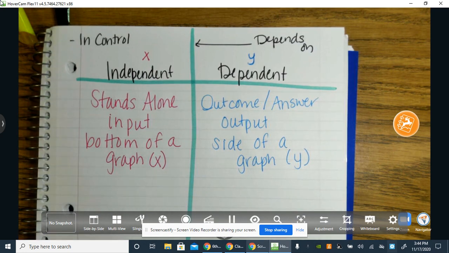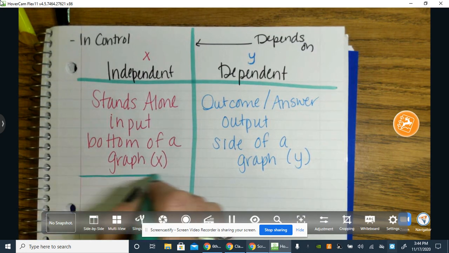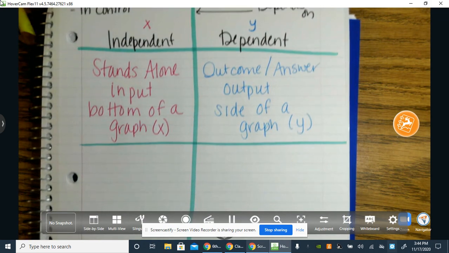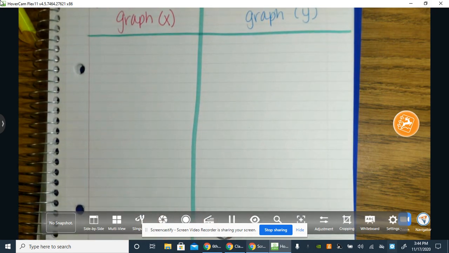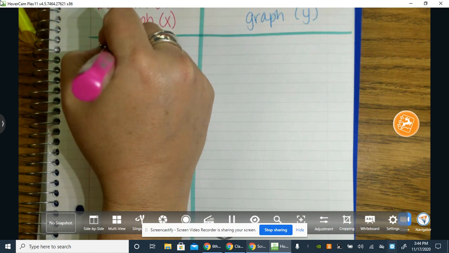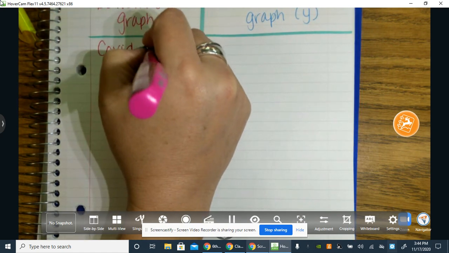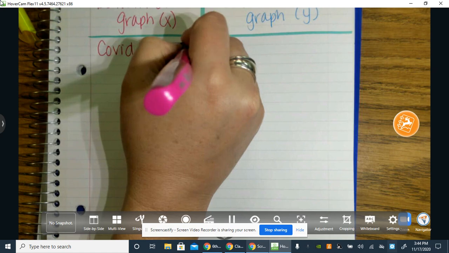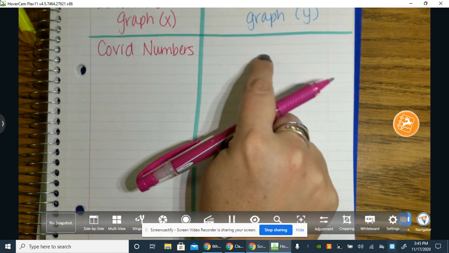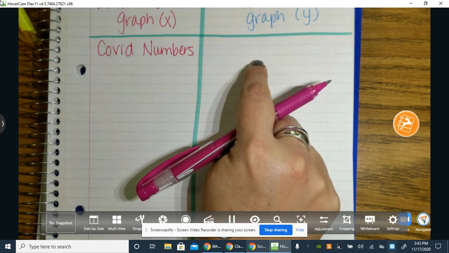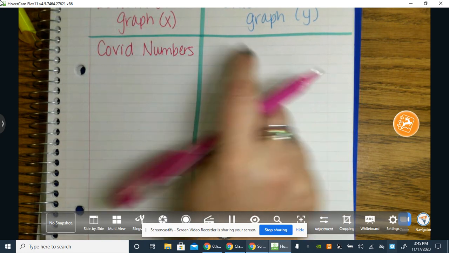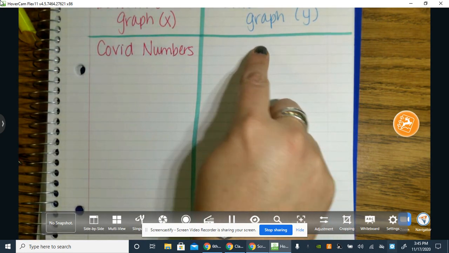We're going to talk about some things about independent and dependent, not related to math right now, but let's think of some real-world examples. One of the real-world examples that we talked about in class, that's our independent variable, is what's going on in the world, which is our COVID numbers. This is an independent variable. It's in control. It dictates what's going on in the world. What goes on in the world depends on our COVID numbers.